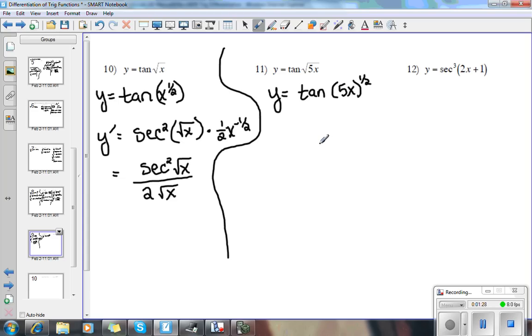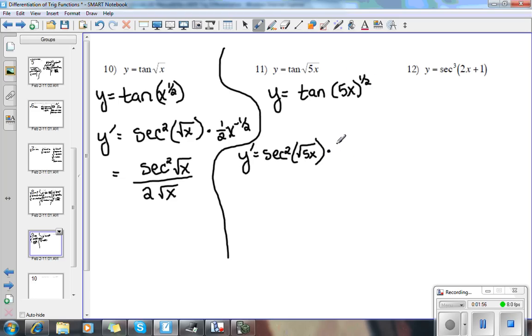Okay, you should recognize three functions. The innermost function is 5x, then the layer out of that is the square root of 5x, and then the layer out of that, the outermost function, is tangent. So I'm going to start with the derivative of tangent, which is secant squared. So it's going to be secant squared square root of 5x. That's the outside function.